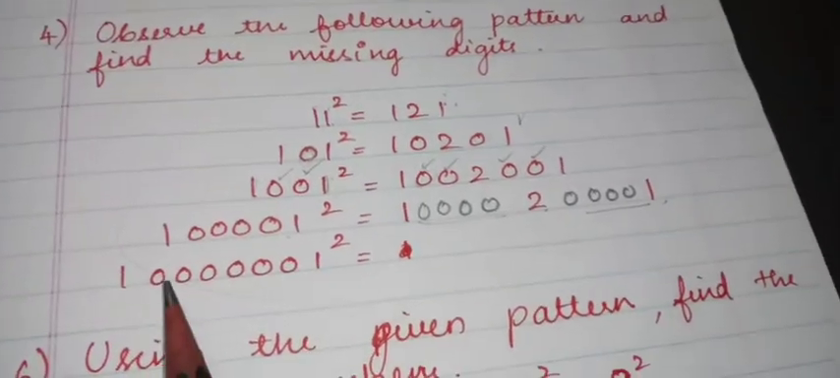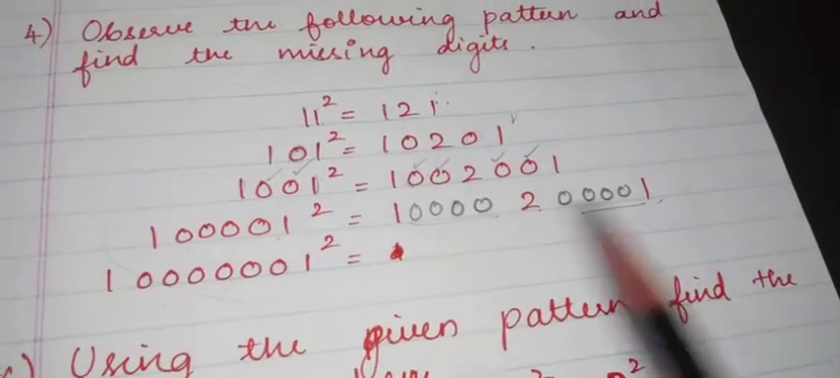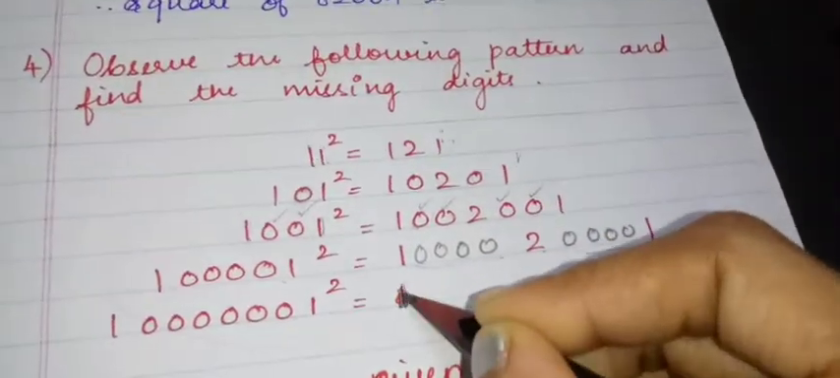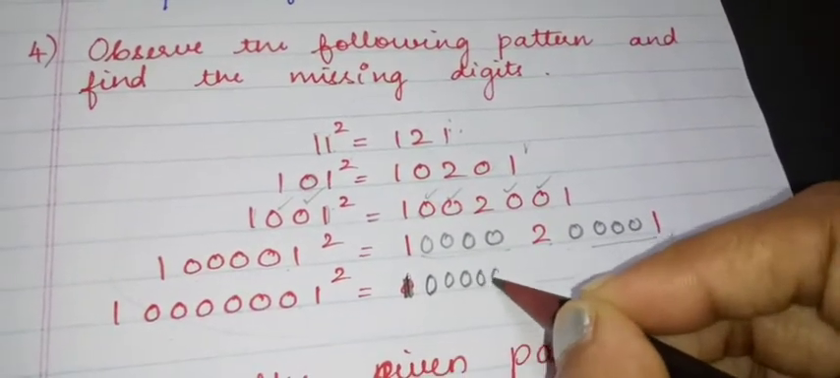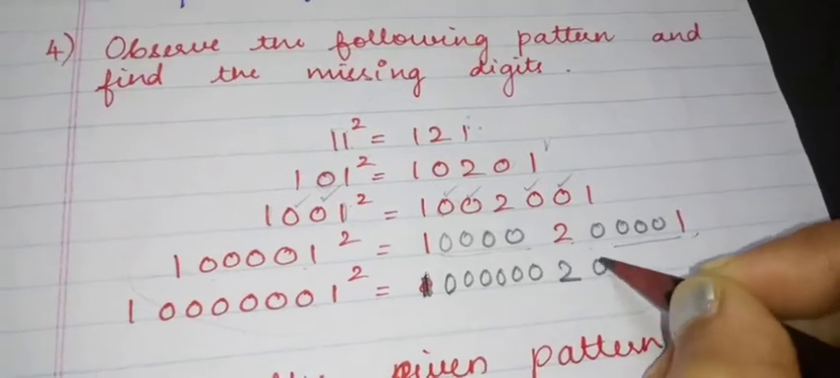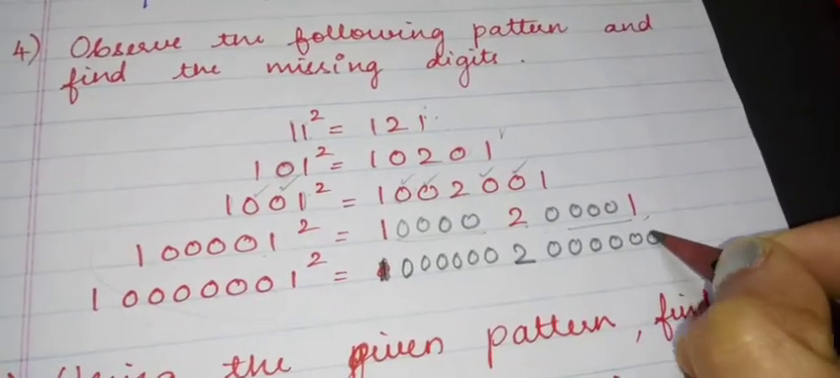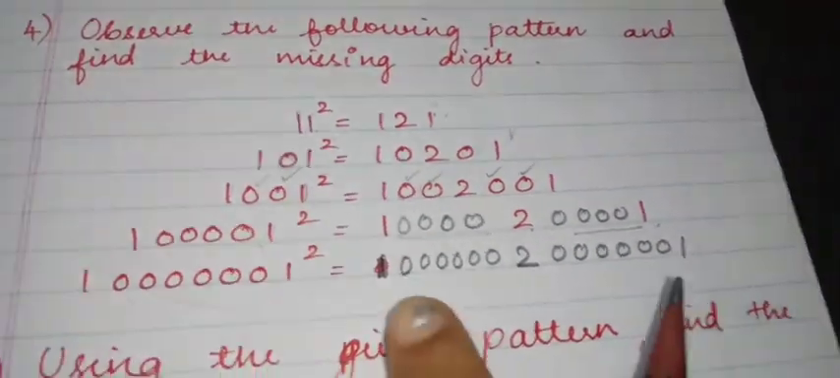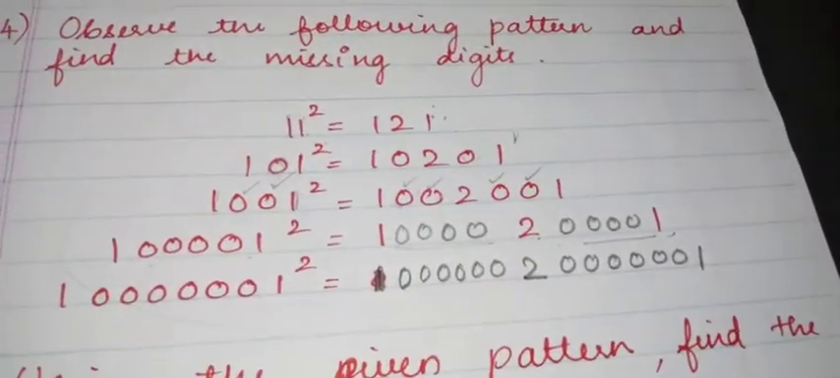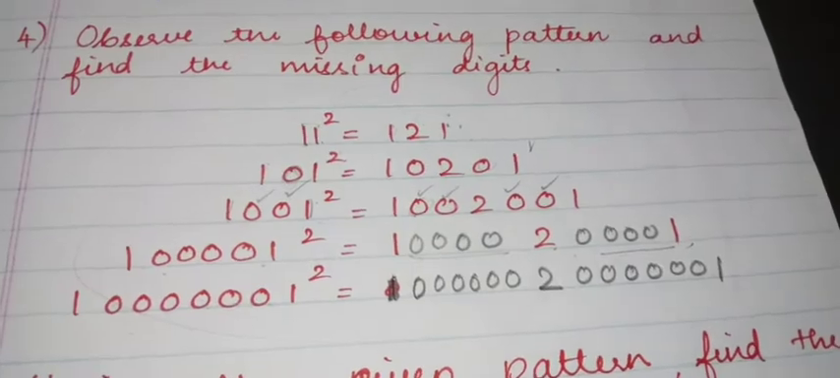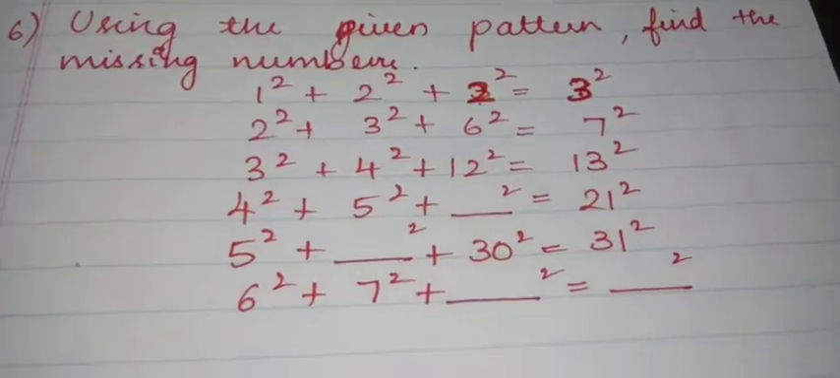Next, how many zeros? 1 2 3 4 5 6. So first you should write 1, then 1 2 3 4 5 6 zeros, then 1. Okay, 1 and 1. In between these two numbers 6 zeros are given. Okay, understood? Next, the fifth question is your homework.